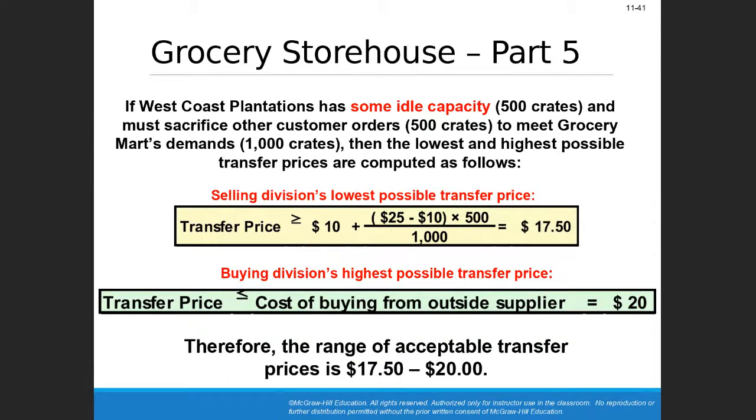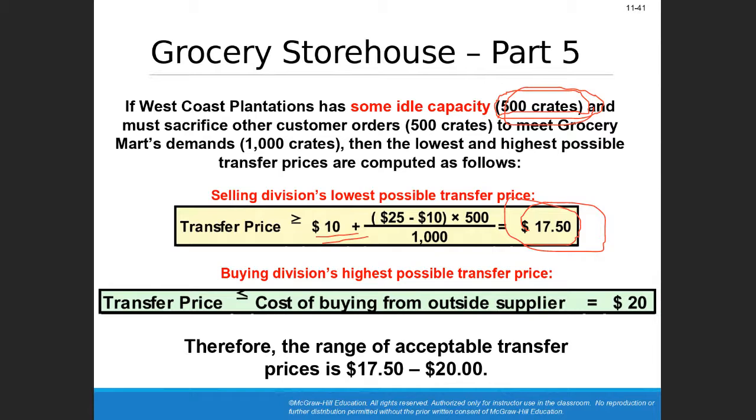All right, now there's some idle capacity, right? So in between, right? So now we got 500 crates, right? So we can give you 500, but the buying division, the grocery store, needs 1,000, right? So we plug that in our little formula. So basically variable cost per crate, the contribution margin, so 25 minus 10 is 15 times 500, this time is equal to, instead of 15, it's equal to 750. 750 plus 10 is 17.50. All right, so here's the lowest possible price, 17.50.